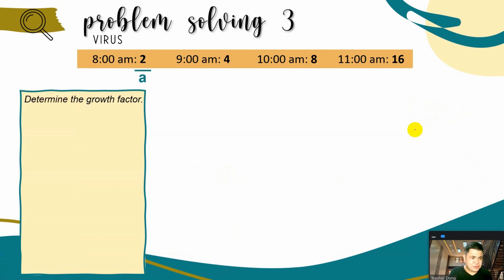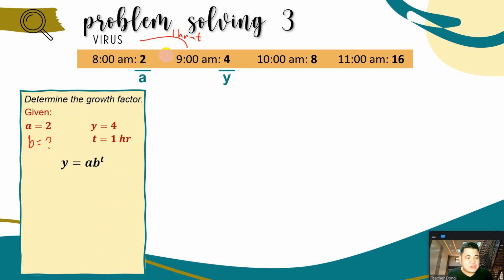How can we determine the growth factor? We will use 2 as A and 4 as Y, and we are looking for the growth factor. This is just for 1 hour, so 1 hour is your time. Then substitute the values into the equation y equals a times b raised to the power of t. We have 4 equals 2 times b raised to the power of 1. To isolate b, we divide both sides by 2. Our growth factor is 2.